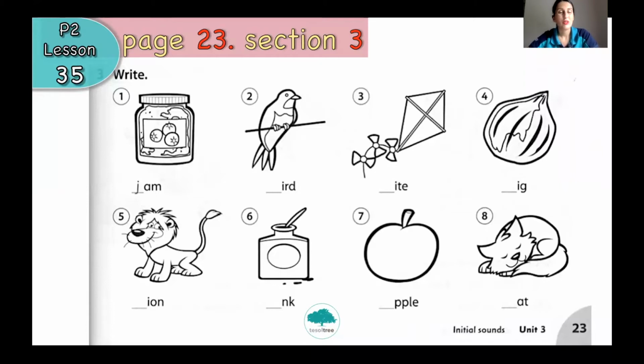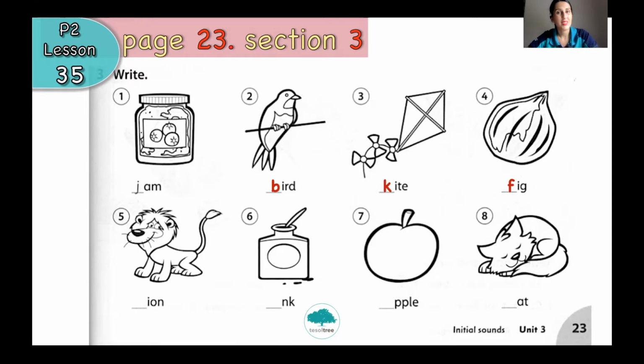If we have a look at picture number 1, we can see a jam. So the missing letter is J, jam. Let's check our second picture. What is this? It's a bird. Bird. So the missing letter was letter B. Let's continue with picture number 3. What is this? It's a kite. Kite. So the beginning letter for this word is letter K. Check, please.